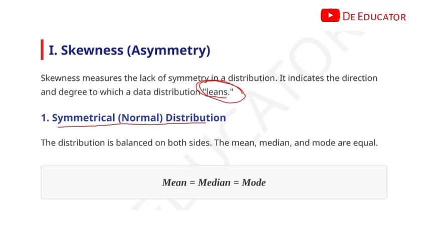For a symmetrical distribution, the distribution is balanced on both sides, right? The mean, median, and mode are equal. That's the meaning of a symmetrical distribution. So when you say a distribution is symmetrical, it means that mean is equal to median, and median is equal to mode. So if they give you a question, and they tell you the mean is 5, the mode is 5, is this distribution symmetrical? Like, is this distribution normal? Your answer is yes, because they are the same.